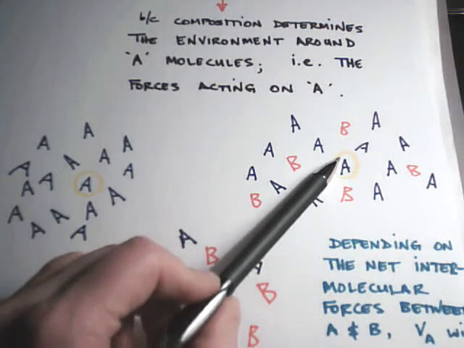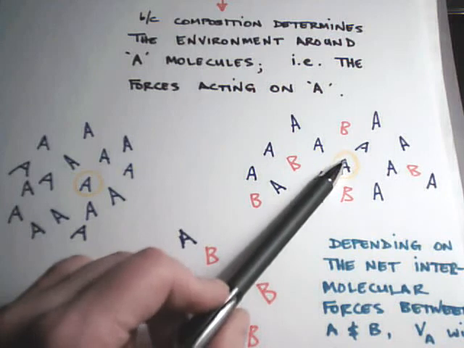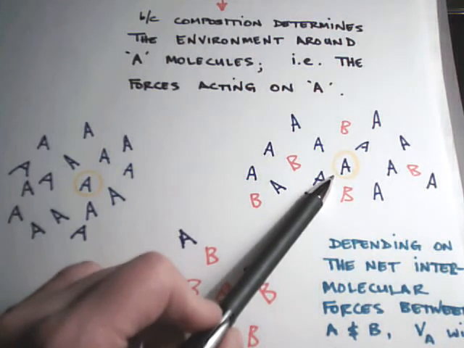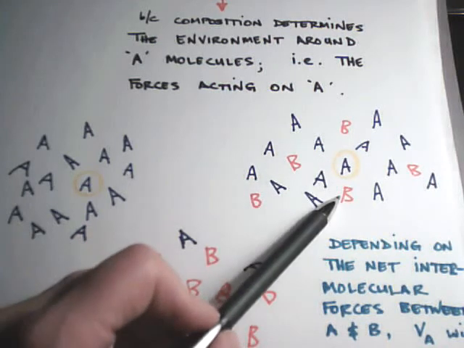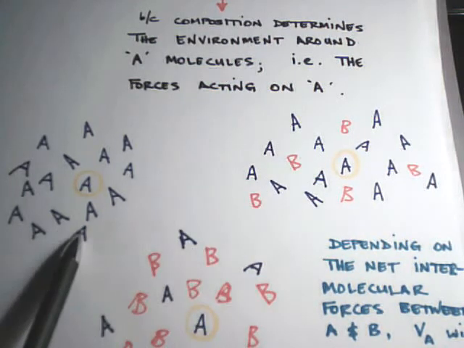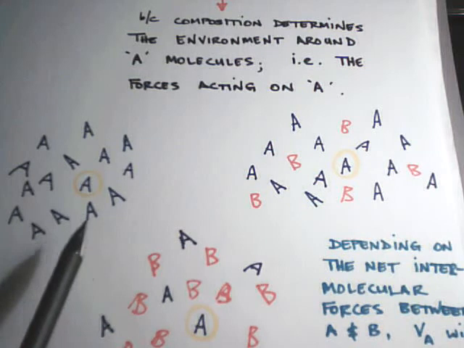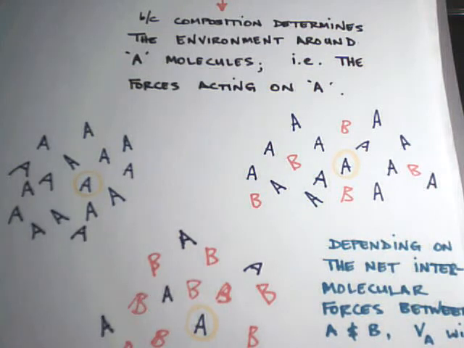Okay, so that means that the volume that a mole of A would occupy in this would be different than here. And it is purely because of intermolecular forces. So maybe A and B have a very strong affinity for each other, or maybe the opposite is true, and so that's going to change the volume.